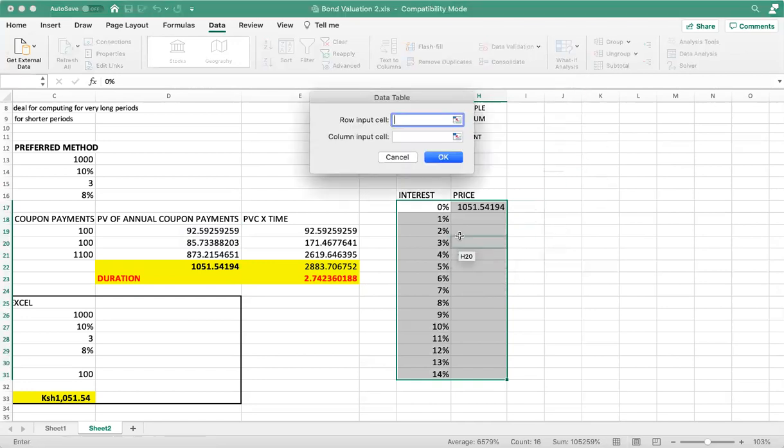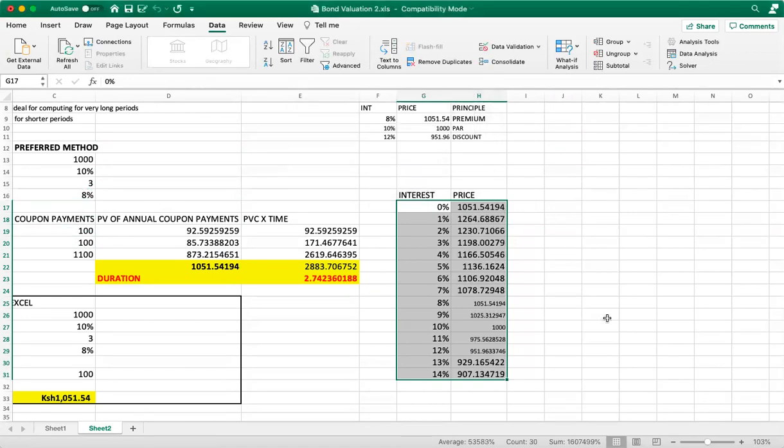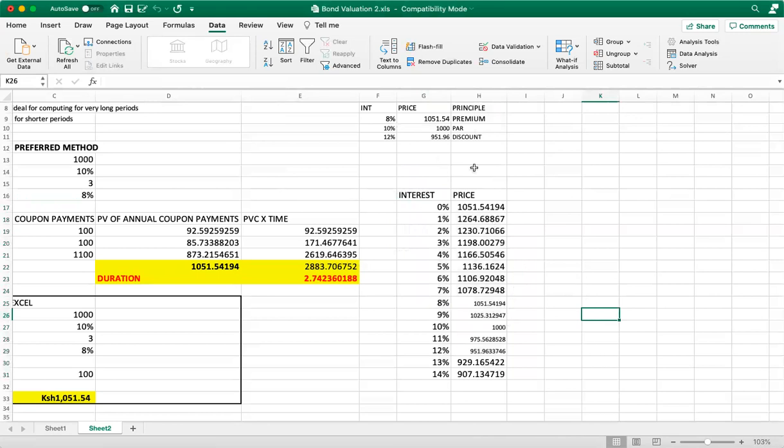Now we've agreed these are columns. So put your cursor in column input cell. And the question is, what do you want? I want Excel to give me the prices of the bond at different interest rates. So I click on interest rates 8, not coupon, interest rate. Then I say okay. So it has generated for me. And you can see at 8% is 1051, at 10% is 1,000, at 12 is 951.